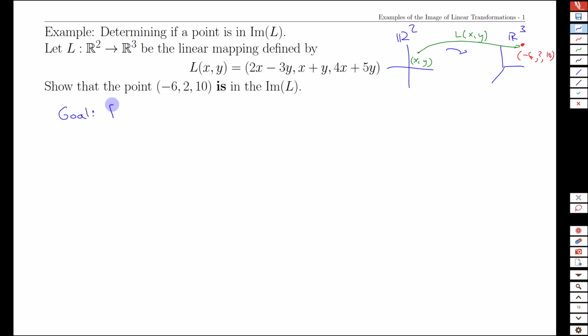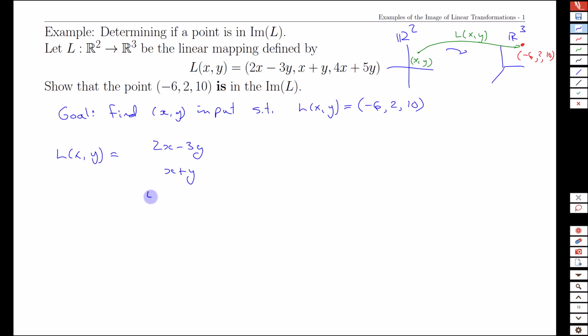Our goal is to find an x and y input that's going to go into our transform, such that L of (x, y) is specifically equal to (-6, 2, 10). Well, this sounds like we're setting up a system of equations, so let's make that concrete. L of (x, y), if we format this in column form rather than row form, I think it'll be easier to follow. The first component of the output is just 2x minus 3y, exactly what's given in the function. The second output is x plus y, and the last output is 4x plus 5y. So if we transform any element (x, y) through this transform, we get this three component output back. We want that to equal the target value, (-6, 2, 10).